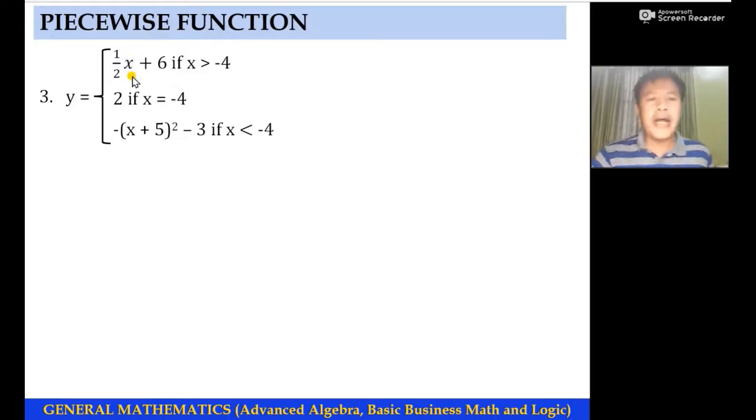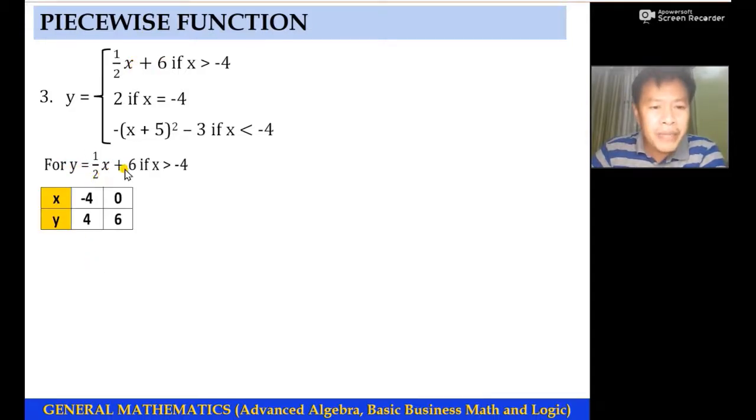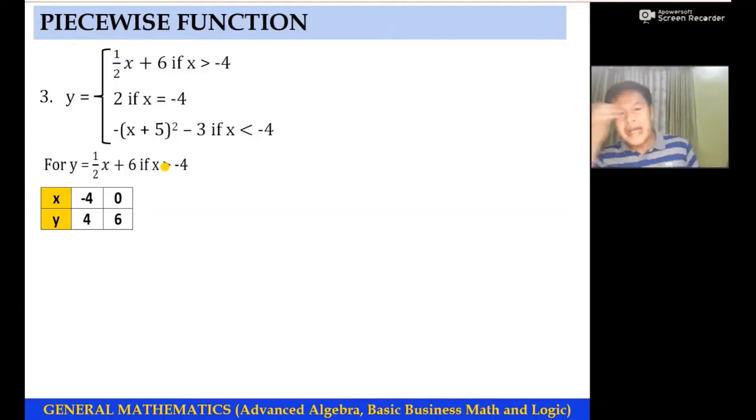Now, we are going to have a separate table of values for the first subfunction, which is a linear function. Y is equal to 1 half x plus 6 if x is greater than negative 4. Take note, you are having a greater than sign. That will be giving you a positive infinity or arrow to the right. Our negative 4 must be put here. Since this is a linear function, you need only 2 points.